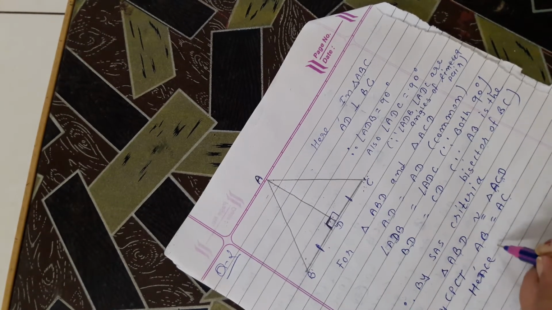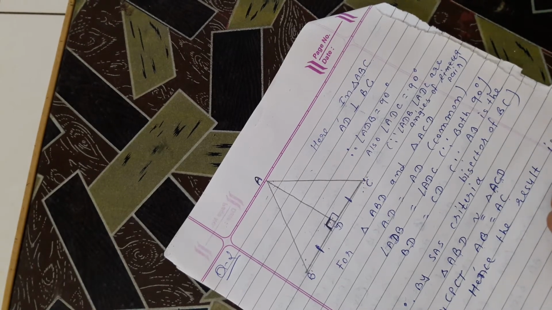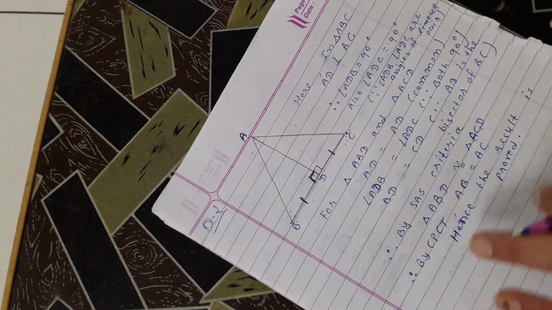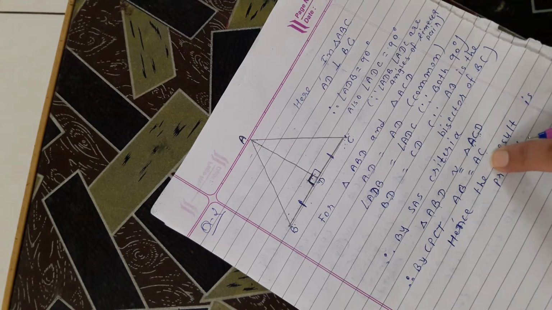Hence, the result is proved. Okay. By CPCT, therefore by CPCT AB equal to AC.